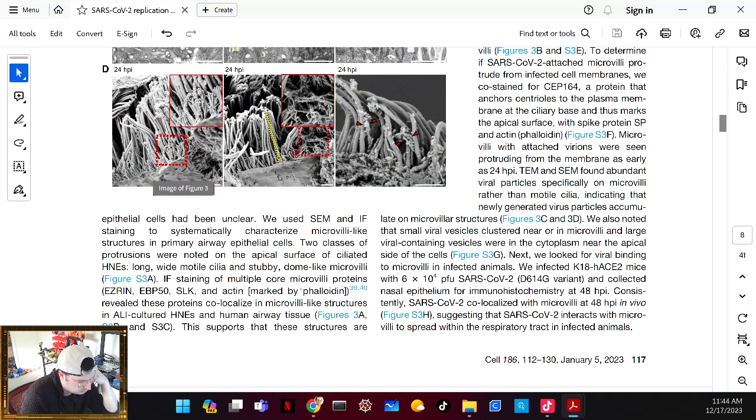Epithelial cells has been unclear. We use scanning electron microscopy and IF staining to systematically characterize microvilli-like structures in primary airway epithelial cells. Two classes of protrusions were noted on the apical surface: long, wide motile cilia and stubby dome-like microvilli.